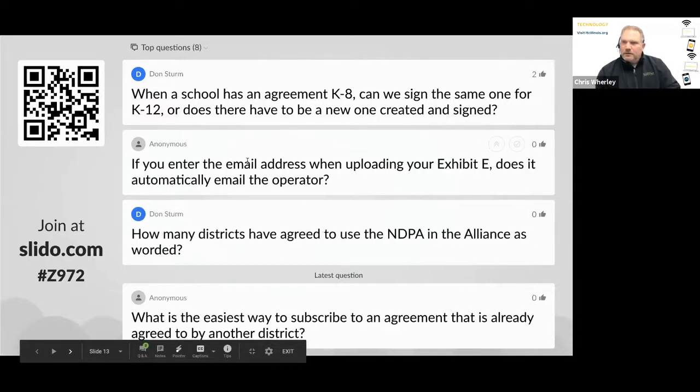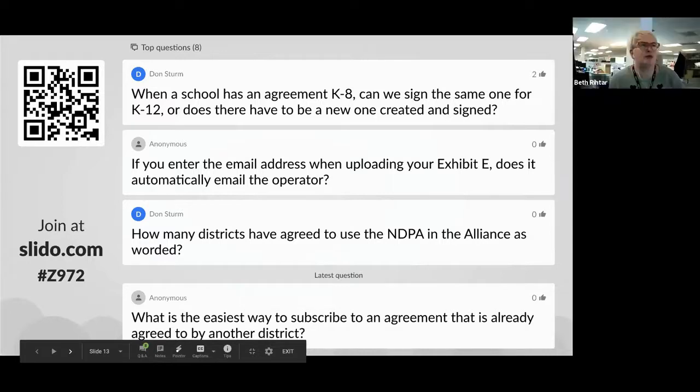Chris, can I ask a clarifying question about that? Yep. So earlier, a couple weeks ago, we discussed that the district has to identify one or more individuals who are authorized to enter into contracts with vendors. And then I hear what you're just saying, that the person who signs the Exhibit E doesn't necessarily have to be that person who can enter into agreements. It's just the person who's, I guess, handshaking our agreements into the SDPC. Am I understanding correctly?